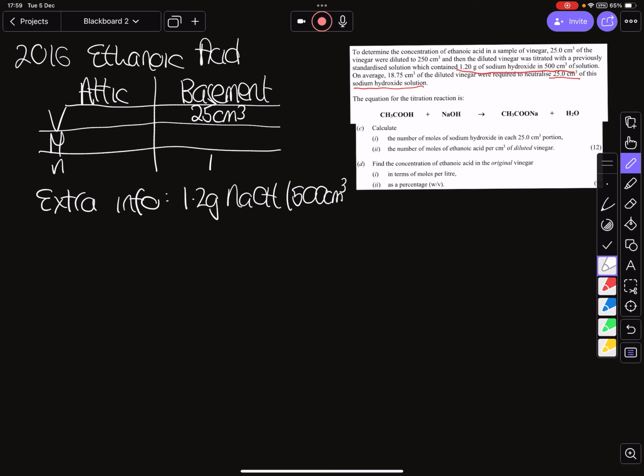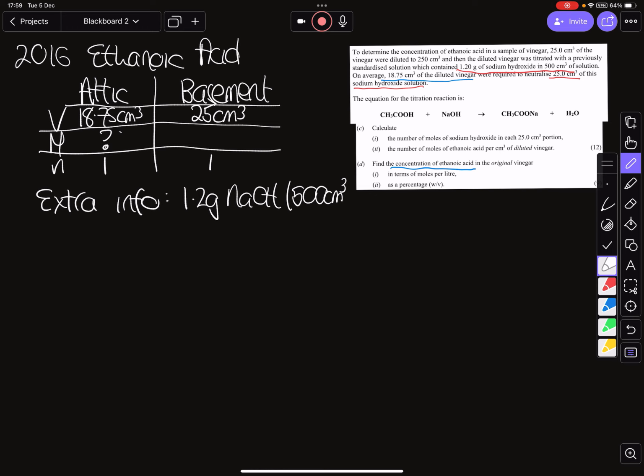I'm looking now for my attic, and I'm looking for a number that isn't a whole number that could be read off a burette. So I'm now looking here, 18.5 centimetres cubed of my diluted vinegar. There is no concentration in there, and if I read down here, further down, this is going to be my question mark. And my ratio for my equation for my ethanoic acid is 1.